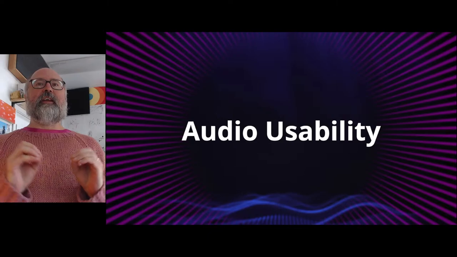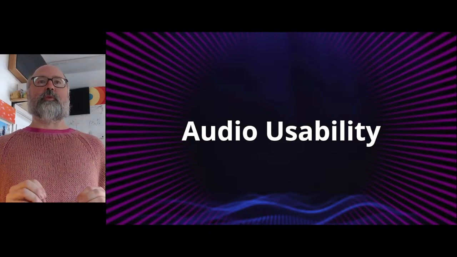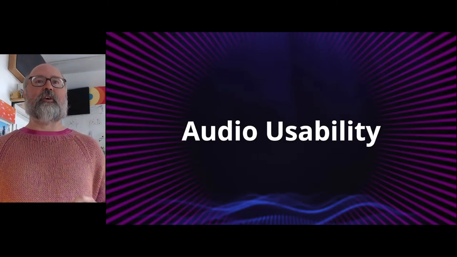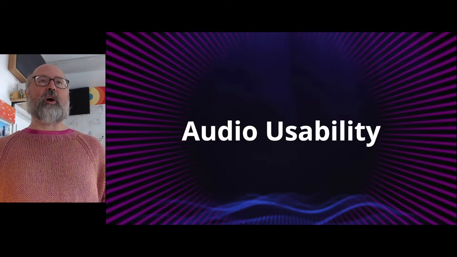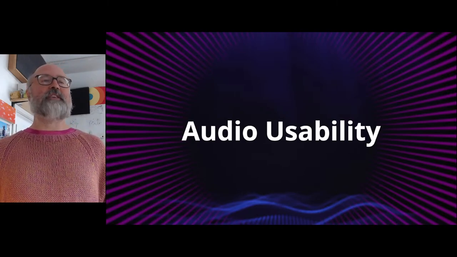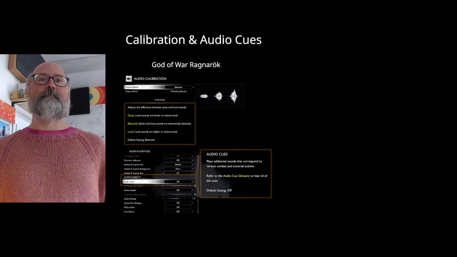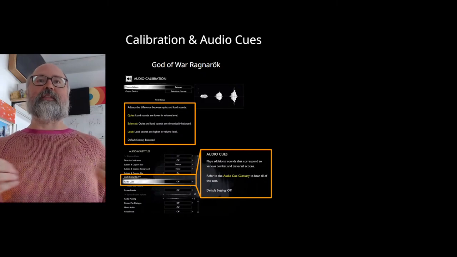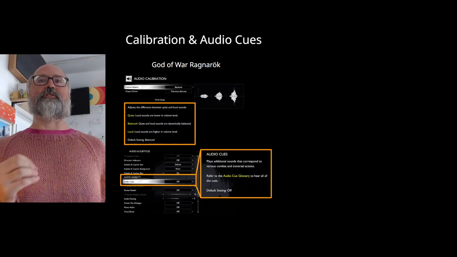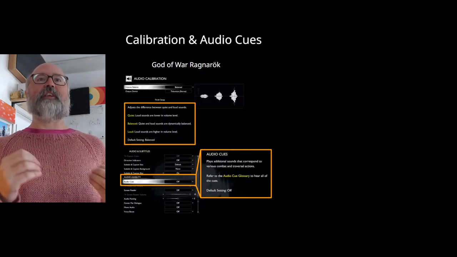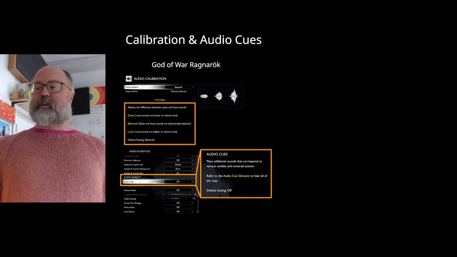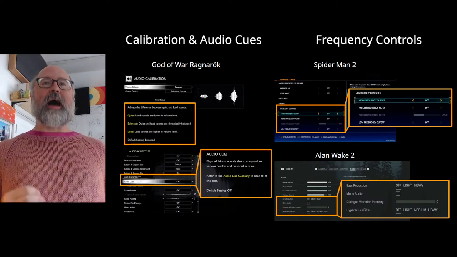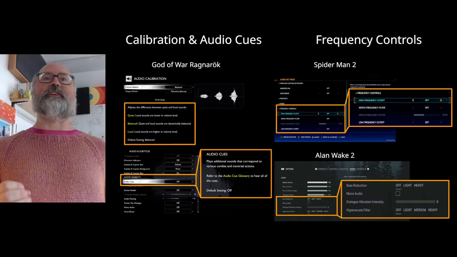And I wanted to shine a light on the ways that today's developers are making audio more usable. While the technology to support these features is nothing new, it's inspirational to see how developers are enabling the best presentation of audio for folks out there playing our games and experiencing what we create. Things like the audio calibration settings to adjust the difference between quiet and loud sounds, and audio cues that play additional sounds supporting low vision play in the menu for God of War Ragnarok. Or the frequency controls in Spider-Man 2, or the hyperacusis filter in Alan Wake 2 to block high-pitched noises like sirens, machinery, or tire screeches.